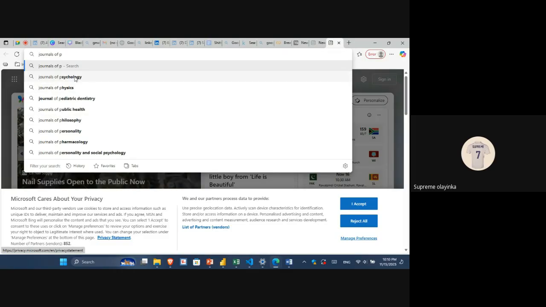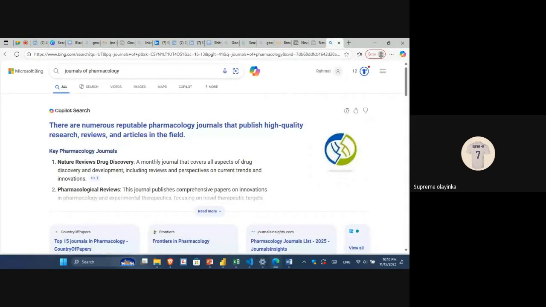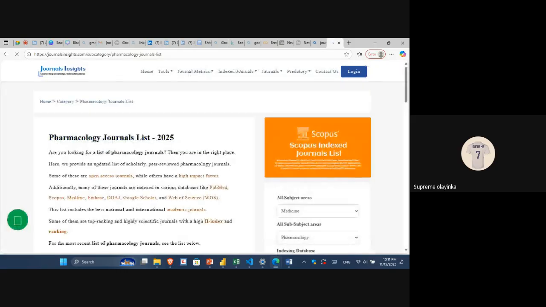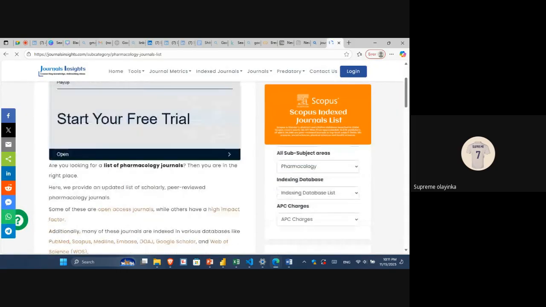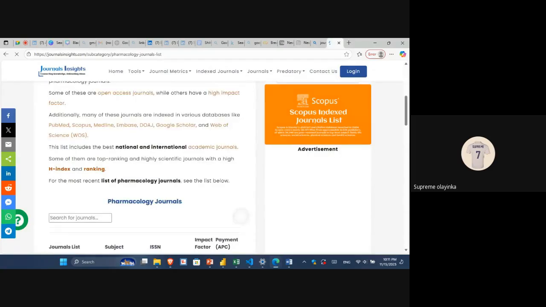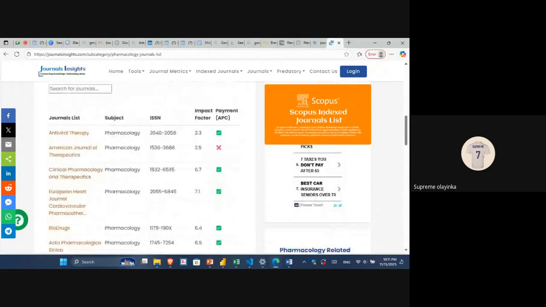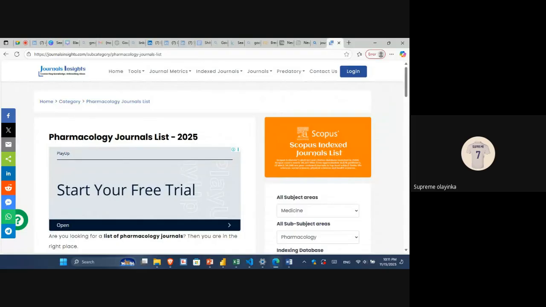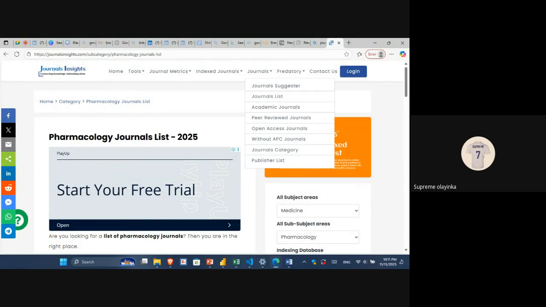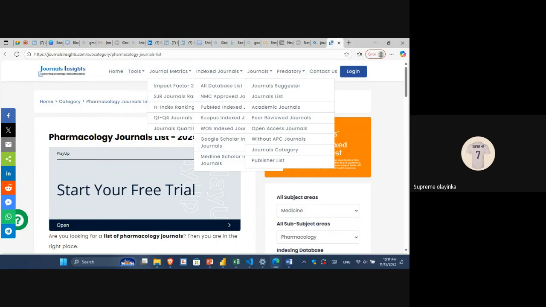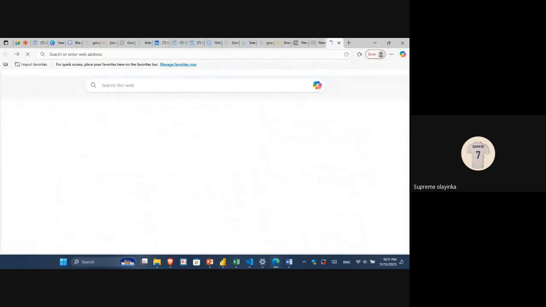So let's just pick pharmacology, let's say journals of pharmacology. Let's look at the first one. Okay, this is pharmacology, right? This thing looks predatory to me. Okay, let's use another one. I'm not satisfied with this one I'm looking at.